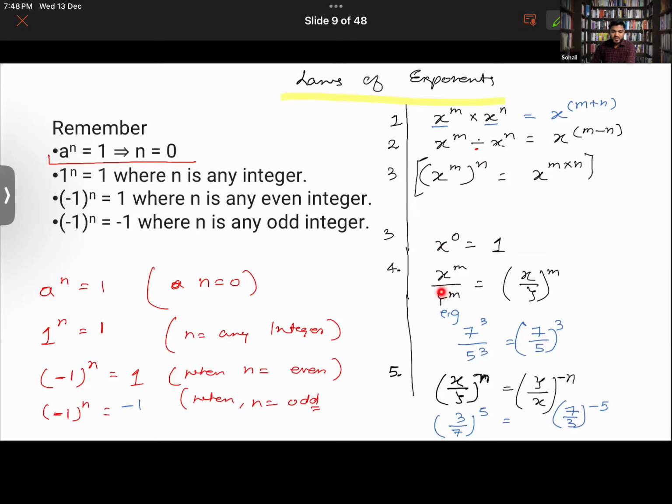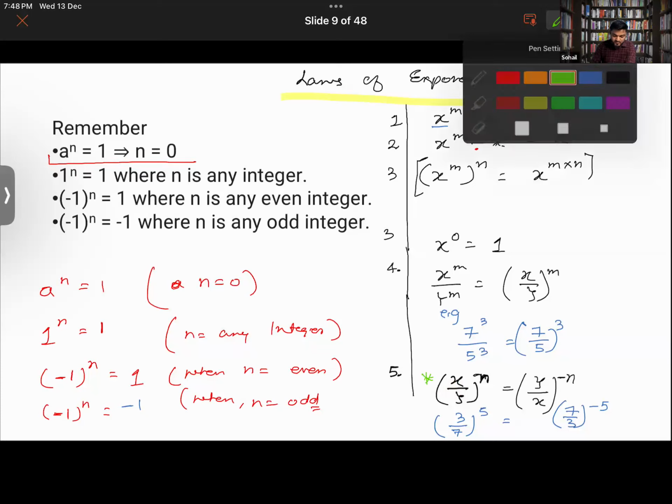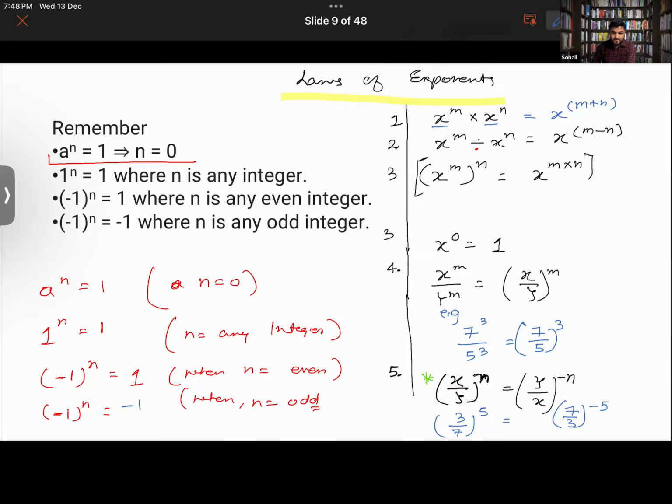Same with this one also, look here. For example, this one: 7 raised to the exponent 3 upon 5 raised to the exponent 3 means 7 upon 5, whole raised to the exponent 3, right? Yes, sir. Look out for this one also. This one is very important. Mark this one. Sir, so multiplicative inverse. This is exactly the multiplicative inverse.